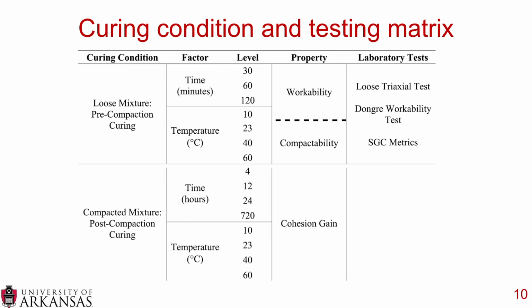Then after we compacted the sample, we had curing regimes on the compacted specimens, and this was at 4, 12, 24, and 720 hours, and again at temperatures of 10, 23, 40, and 60 degrees Celsius, and this was all measuring the cohesion gain. And in order to quantify the post-compaction curing, or the cohesion gain, we looked at the raveling test, the compacted triaxial test, and the direct shear test.